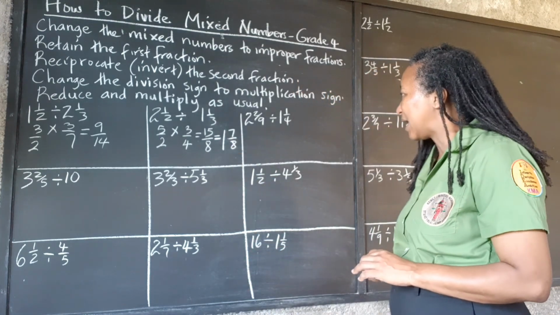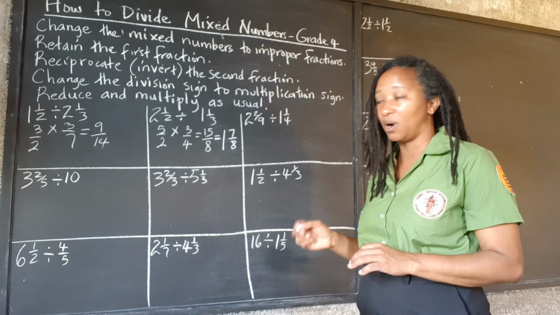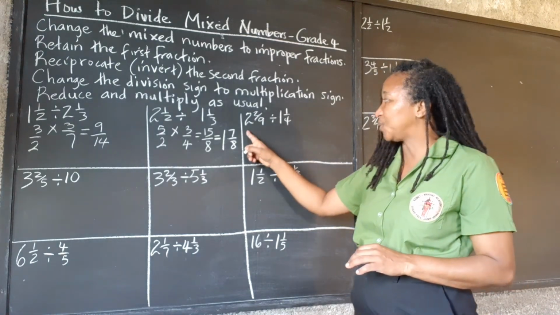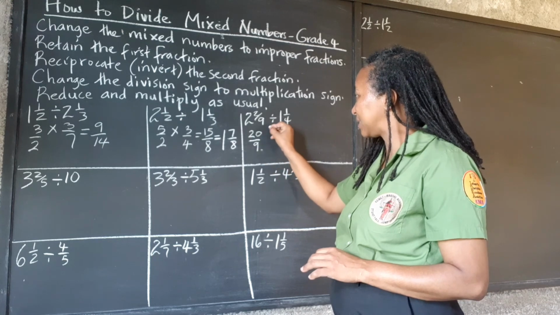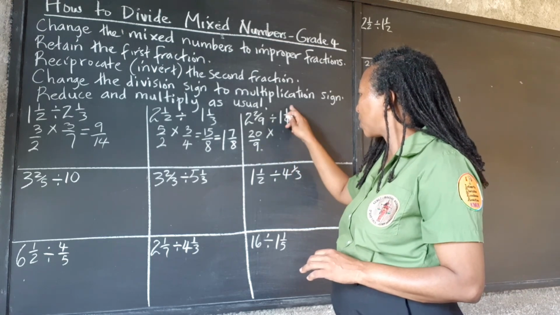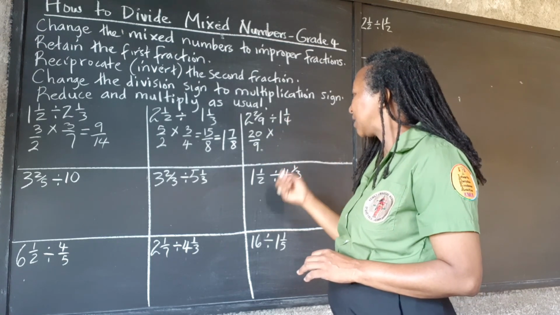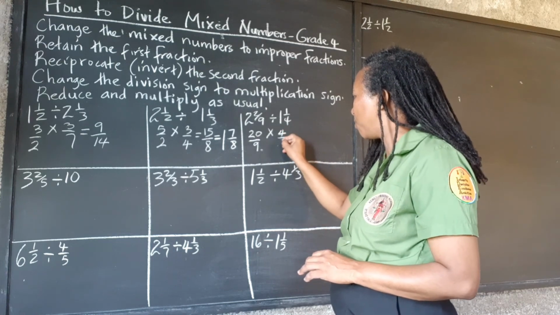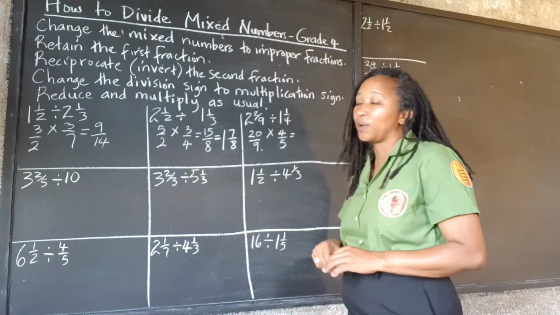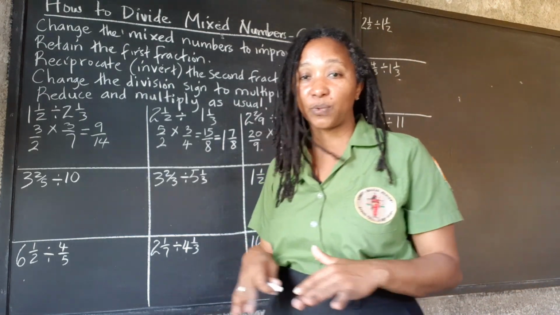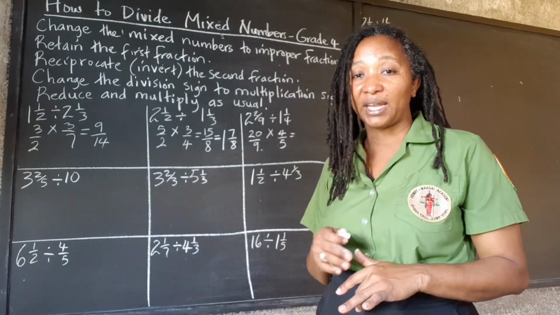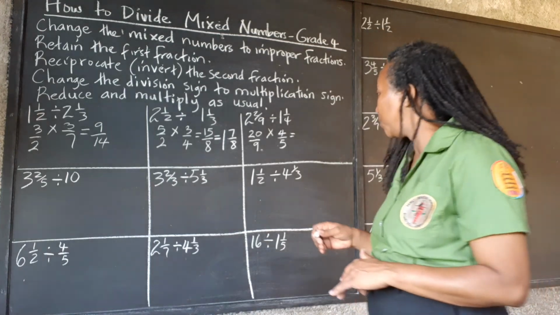2 and 2/9 divided by 1 and 1/4. 9 2s are 18 and 2, 20 over 9, times 4 1s are 4 and 1, 5 over 4. The reciprocal of that is 4 over 5. Now looking at this, we see where 20 and 5 can be reduced. We can use 5 to divide into both of them to reduce them.